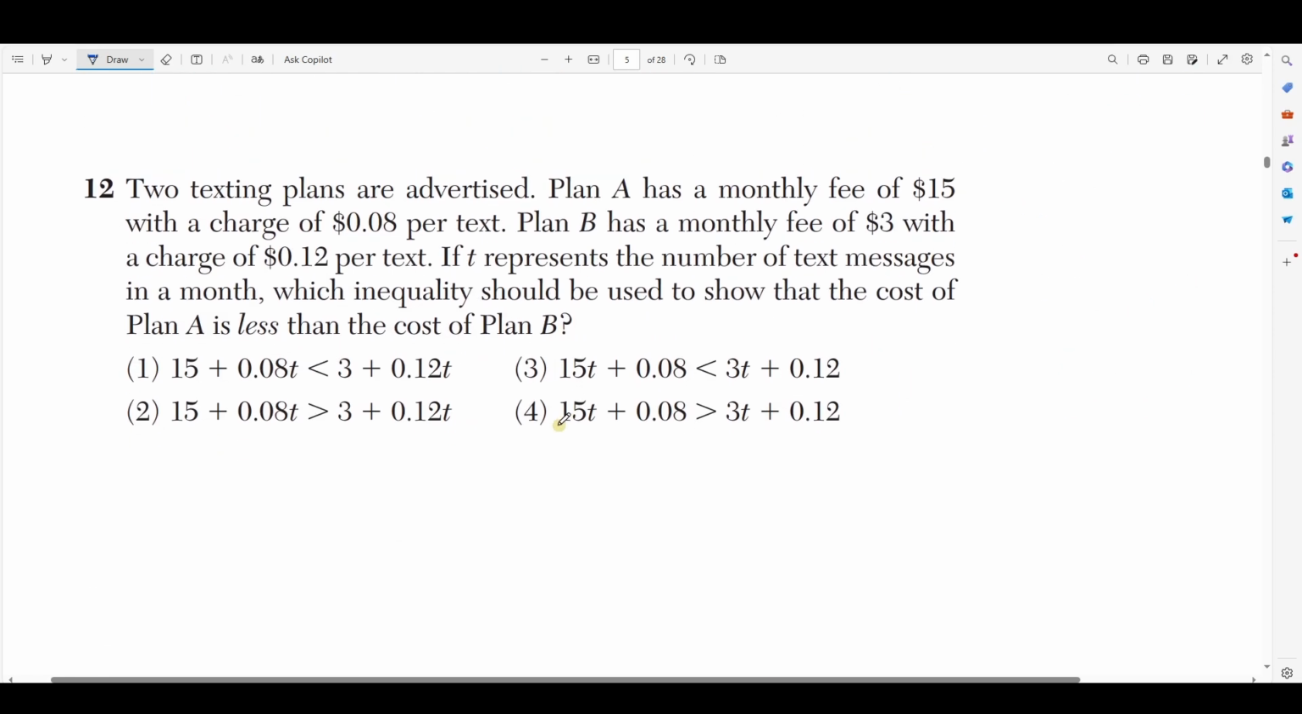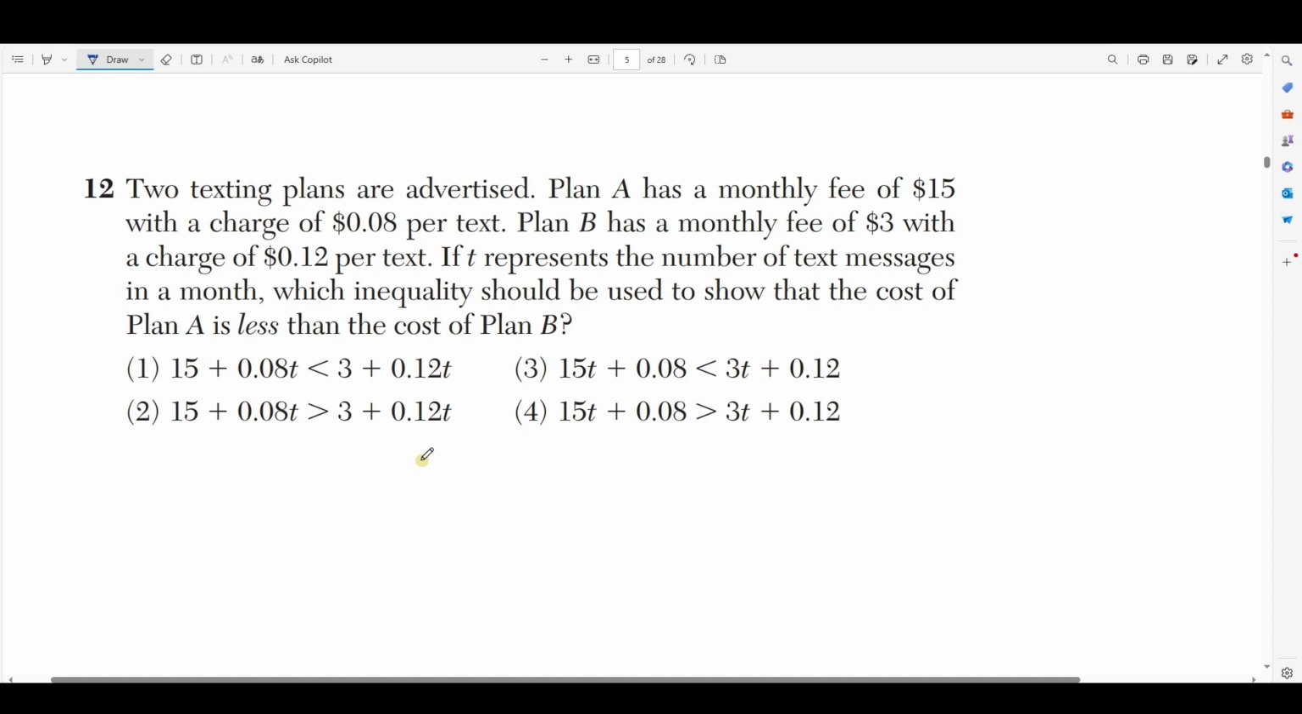Moving on to number 12, it says that two texting plans are advertised. Plan A has a monthly fee of $15 with a charge of 8 cents per text. Plan B has a monthly fee of $3 with a charge of 12 cents per text. If t represents the number of text messages in a month, which inequality should be used to show that the cost of Plan A is less than the cost of Plan B?